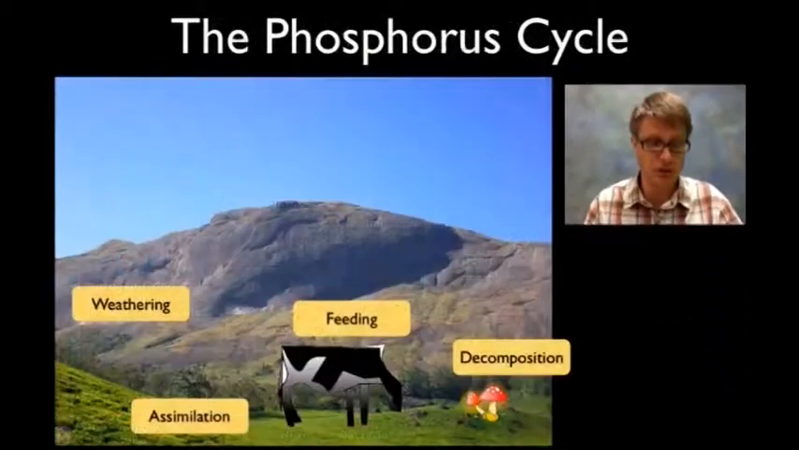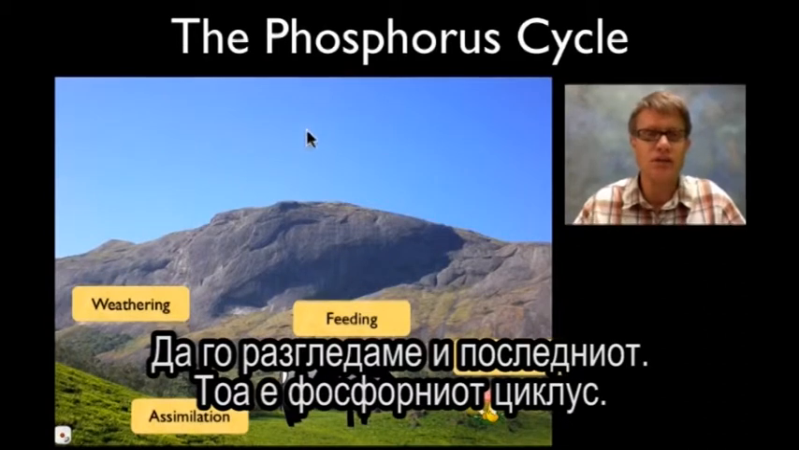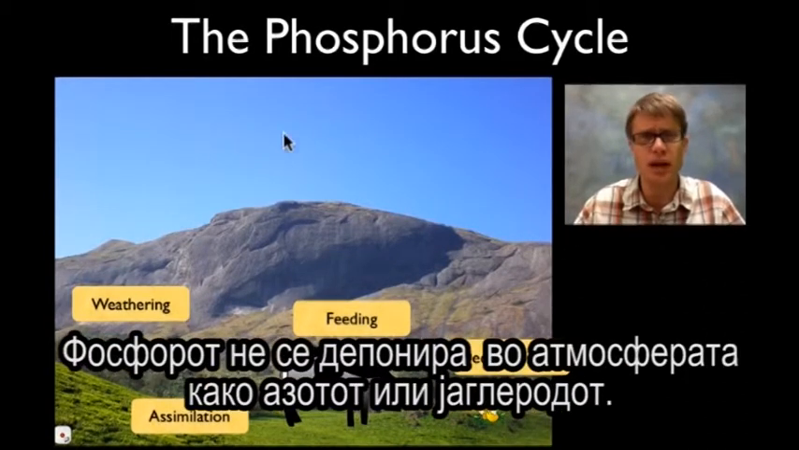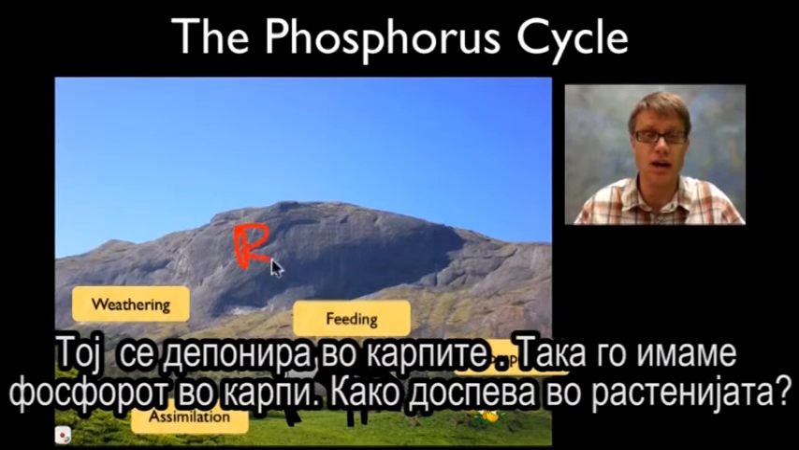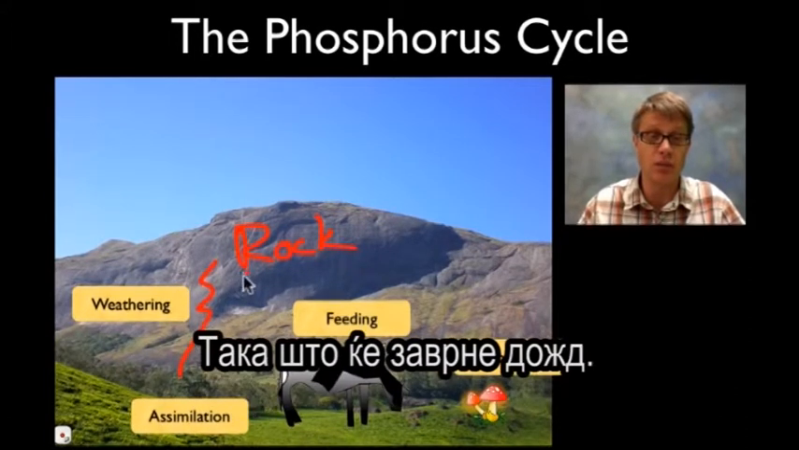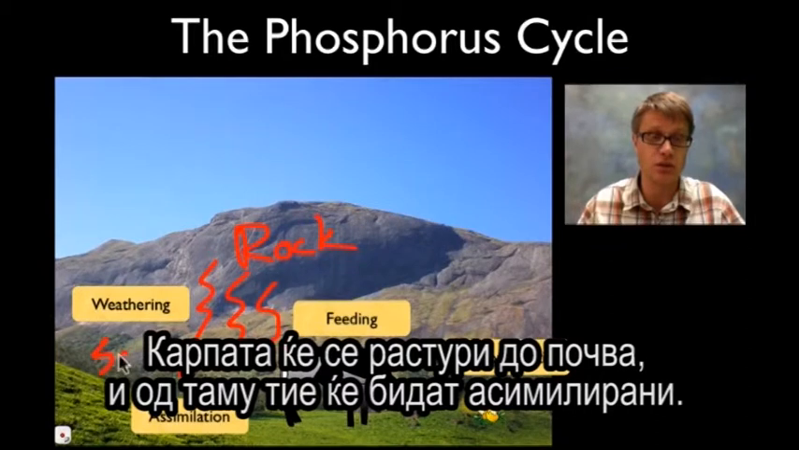Let's go to the last one. The last one's going to be the phosphorus cycle. Phosphorus cycle, it's not going to be stored in the atmosphere this time like it is for nitrogen and carbon. It's going to be stored in the rock. So we're going to have that phosphorus in the rock. How does that get into plants? Well, there's going to be rain, and that weathering is going to break that rock down into something called soil.